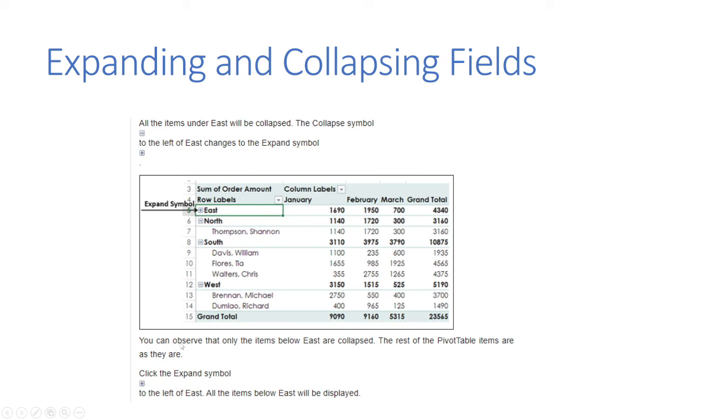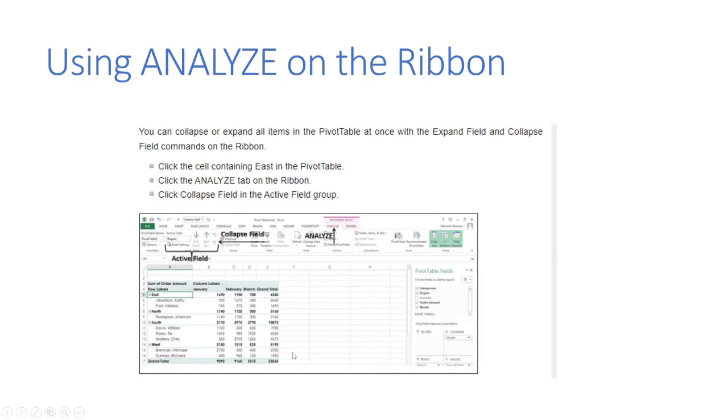You can observe that only the items below East are collapsed. The rest of the pivot table items are as they are. Click the expand symbol to the left of East and all items below East will be displayed, just like in this case. You can collapse or expand all items in the pivot table at once with the expand field and collapse field commands on the ribbon.